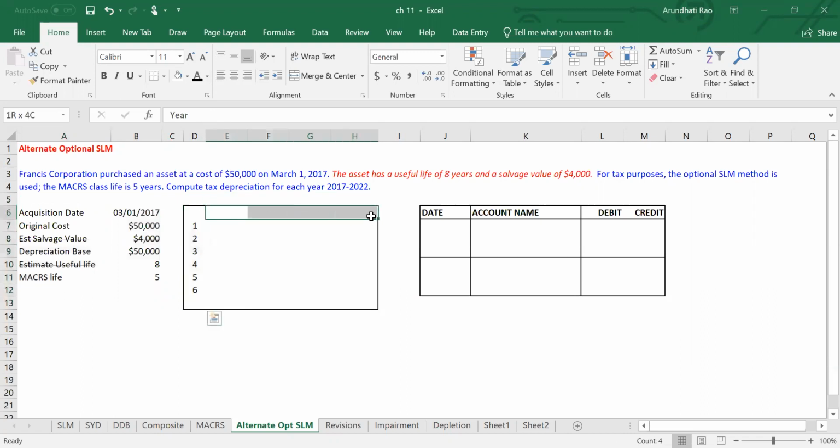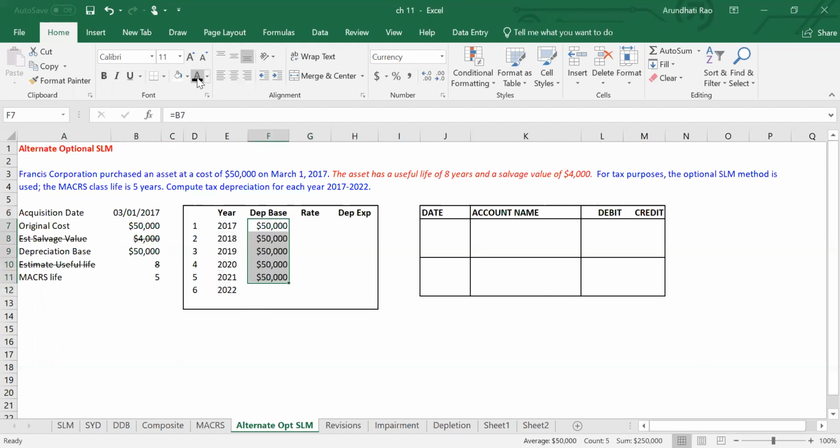So I set up my table over here with the headings. I have the 6-year period from 2017 through 2022. My depreciation base is $50,000. That's going to stay the same all the way through. The rate of depreciation, I'll show you that calculation in a second. Once I have that, doing the last step is going to be easy.